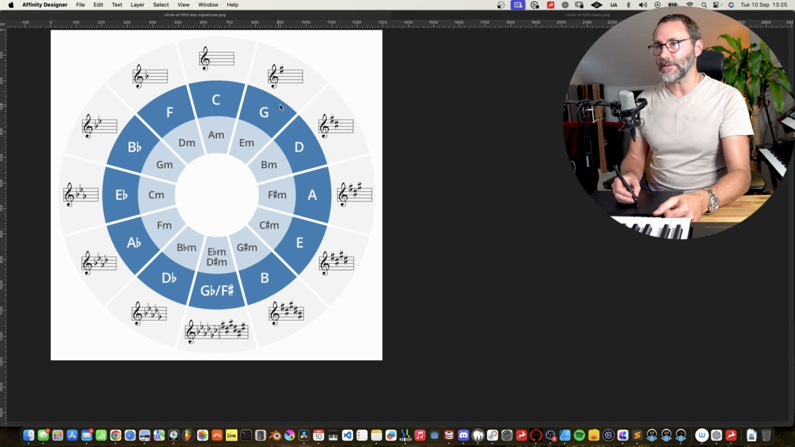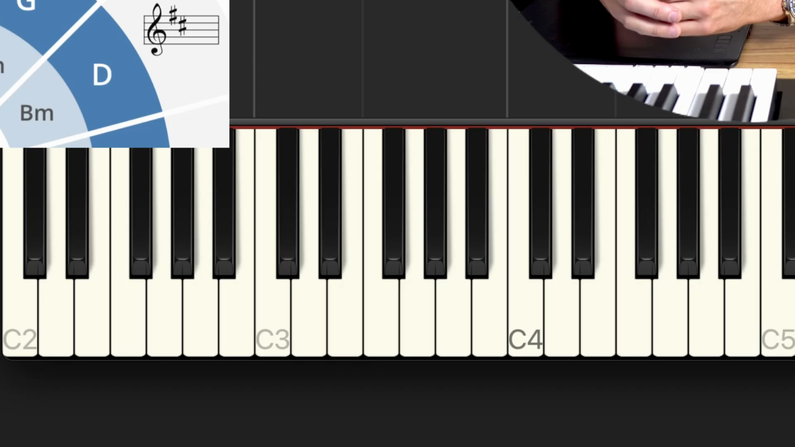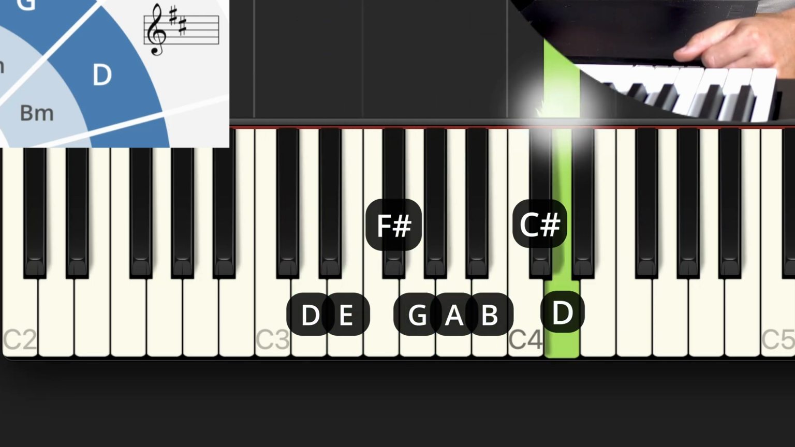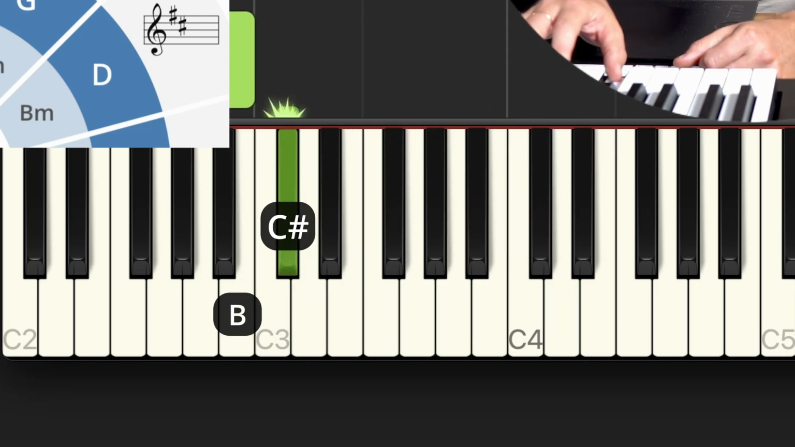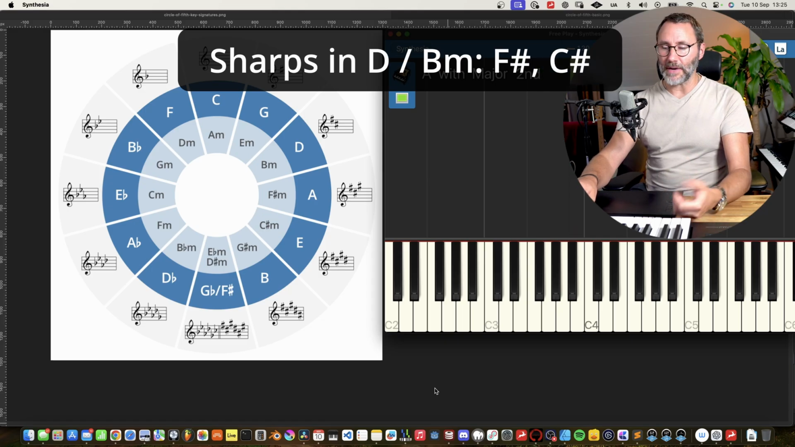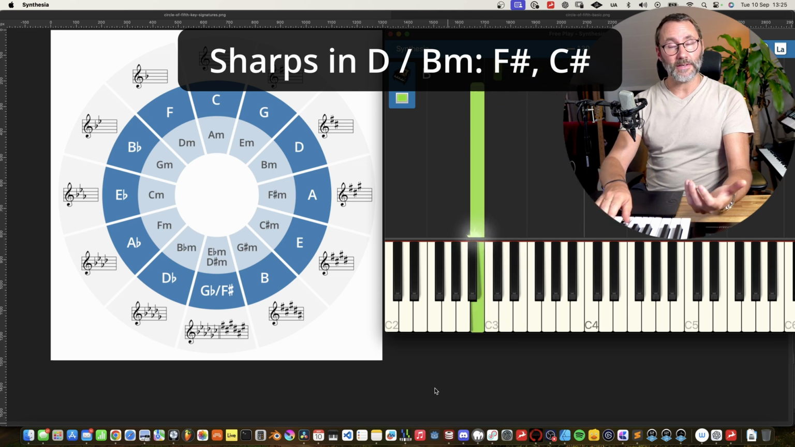And if we continue down the circle, we can see that, for example, D major has the relative minor key of B minor. So let's play D major and B minor. So it's the same amount of sharps in D major and B minor.